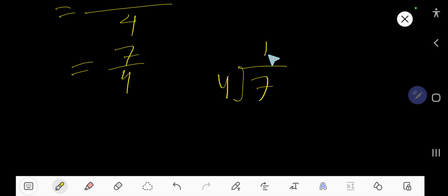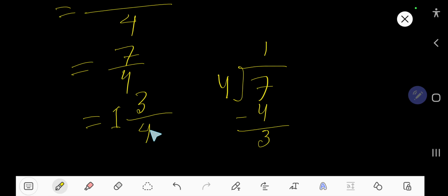4 goes into 7 one time, 1 times 4, 4. Now subtract, 3 is your remainder. So quotient will be the whole number, remainder will be the numerator of the fractional part, and divisor will be the denominator, same divisor. 1 and 3/4 is the answer.